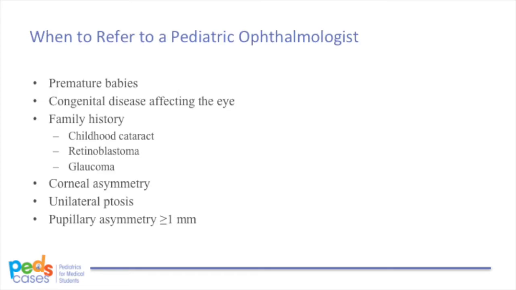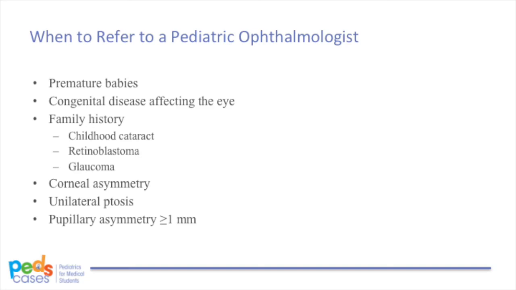The following issues noted on history warrant ophthalmologic referral: retinopathy of prematurity, premature birth, congenital infections such as CMV and toxoplasmosis, a diagnosis of Down syndrome, and a positive family history for childhood cataracts, retinoblastoma, or glaucoma. Infants who do not track by 3 months of age should be referred to a pediatric ophthalmologist. If the parents suspect the child has eye problems, they should be referred to ophthalmology or optometry.